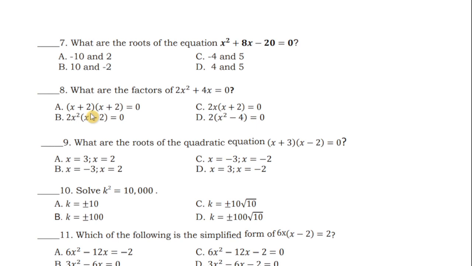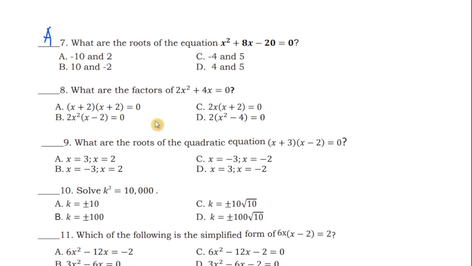What are the roots of the equation x squared plus 8x minus 20 equals 0? A, negative 10, 2. B, 10, negative 2. C, negative 4 and 5. D, 4, 5. So the answer of this is A.